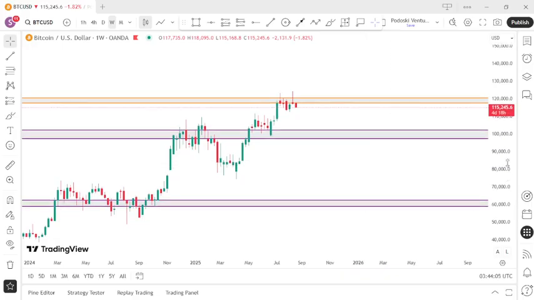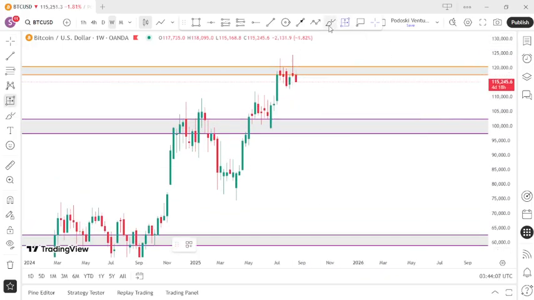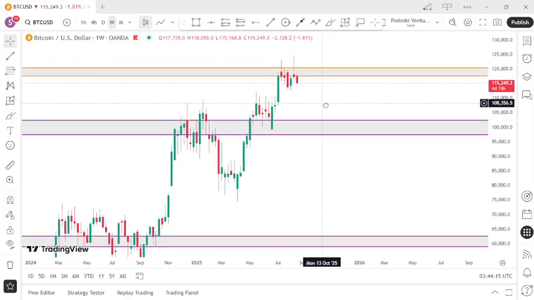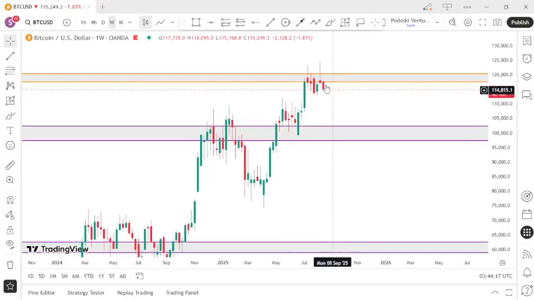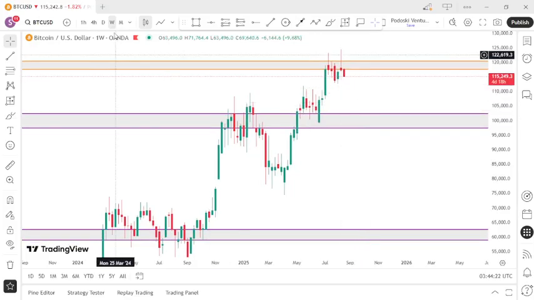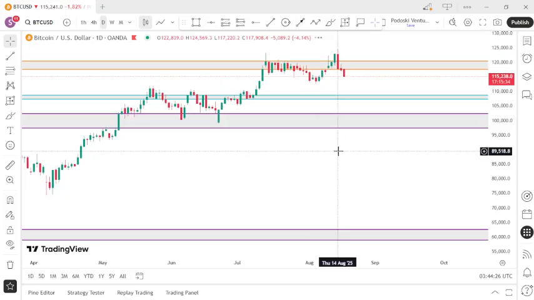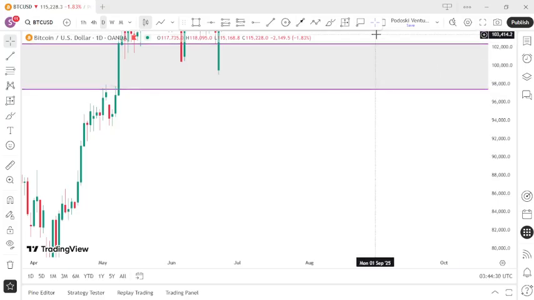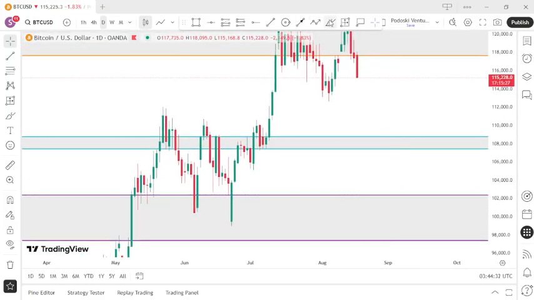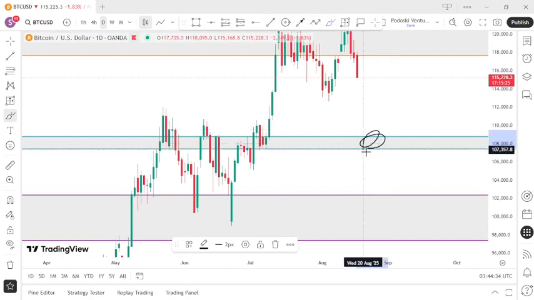On the weekly time frame, I have my weekly upper zone here. And you see that price is currently at the resistance and it's dropping to the downside. So let's go to the daily, because there's nothing much to talk about on the weekly. On the daily time frame, I have my daily lower zone here.